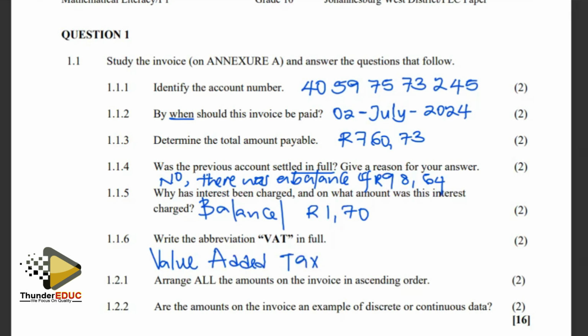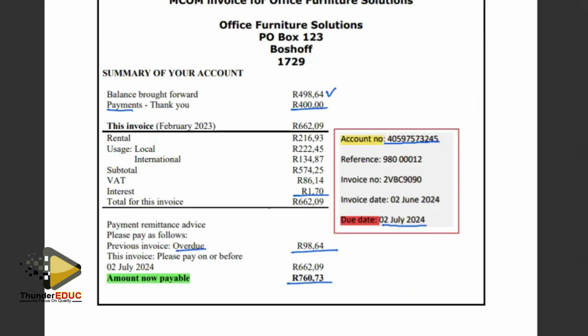Arrange all the amounts on the invoice in ascending order. We are looking from the smallest to biggest. Let's go and check on it. We are going to arrange all the amounts that we see here. Indeed, the amounts are just here, which makes it simple. I'm going to use a certain color here. I need to start with the smallest. So this is the smallest, which is 1. The second smallest is 2. We have a 3 here.